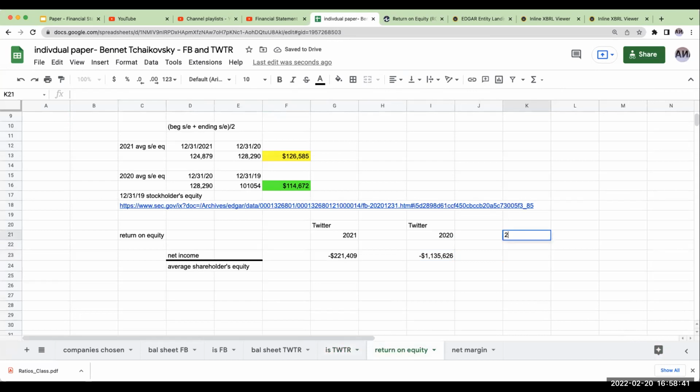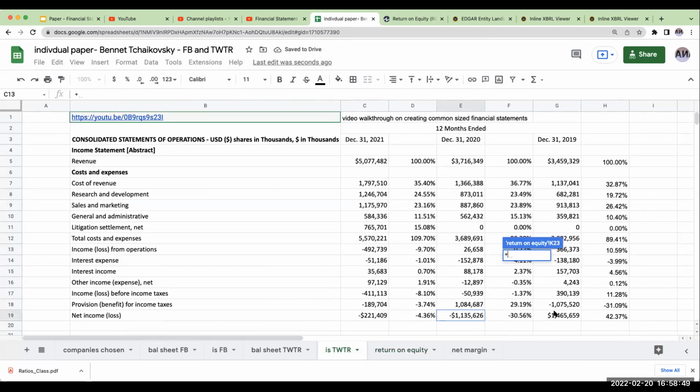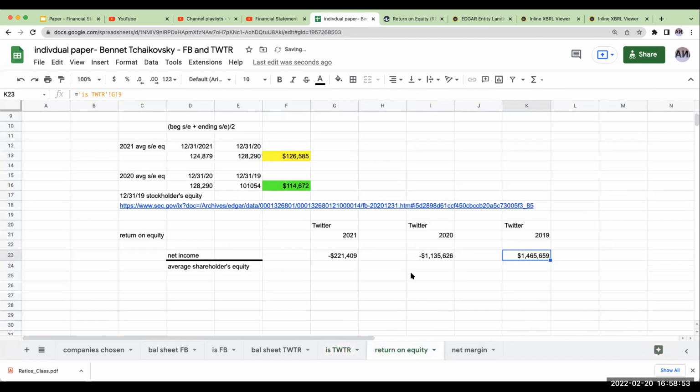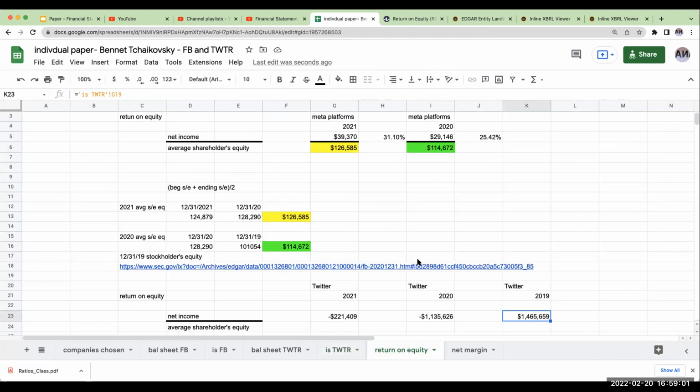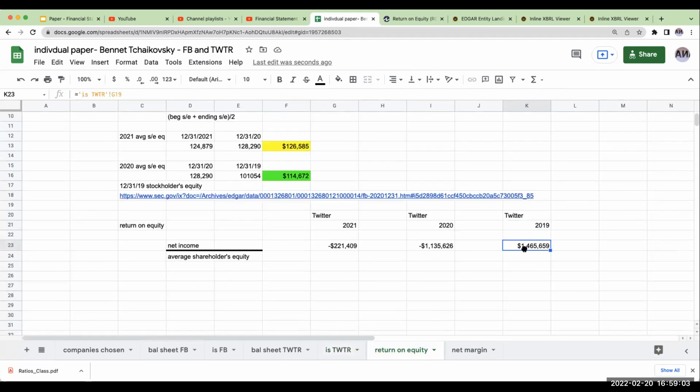So in 2019, I just want to write this out, we're going to have to do a little bit more digging, because what happened between 2019 and 2020 for Twitter, at least from a financial statement perspective, is something that I personally want to look at. This is a pretty wacko number, going from this amount of income down to here, something's amiss. So let's go ahead now and figure out our average shareholders' equity.